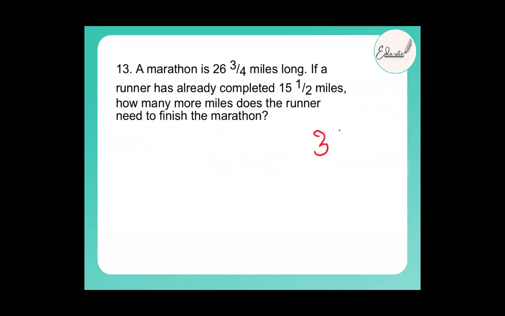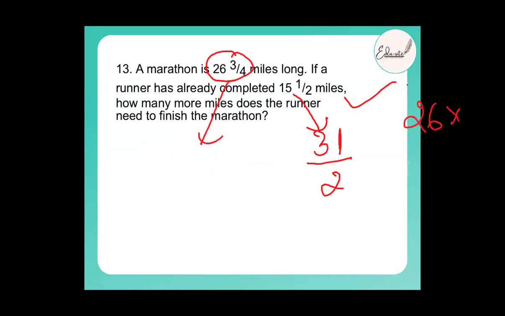30 plus 1 is 31. 31 by 2. You have converted this into the improper fraction. Excellent. Now convert this into an improper fraction. What is it? 4, 26 into 4. Let's do 26 into 4. How to do 26 into 4? It is in this way, right?